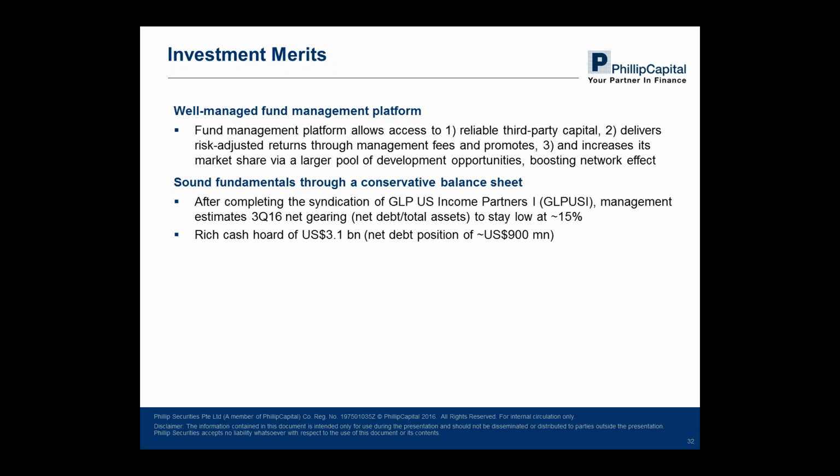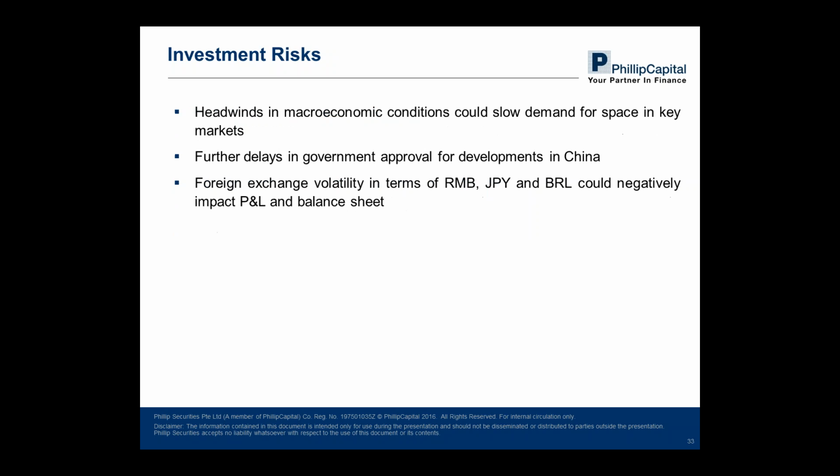We think that for the third quarter, net gearing should stay low at around 15% or so. And more importantly, they have rich cash of US$3.1 billion, or a net debt position of $900 million.